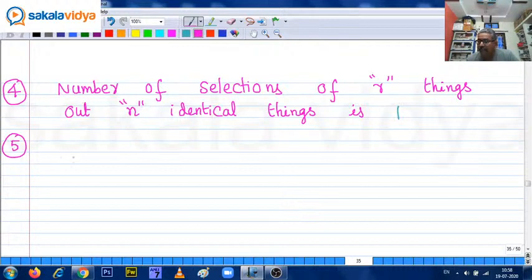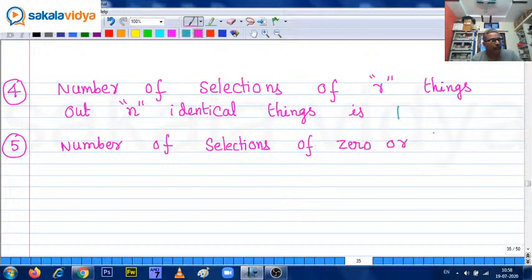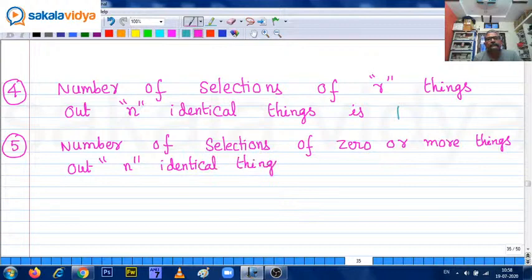Okay, next fifth one. Sir, where is it useful? Combination restrictions are very, very useful for selection of a cricket team, selection of any sports team, selection of committees. Number of selections of 0 or more things out of n identical things is n plus 1. This is 1.